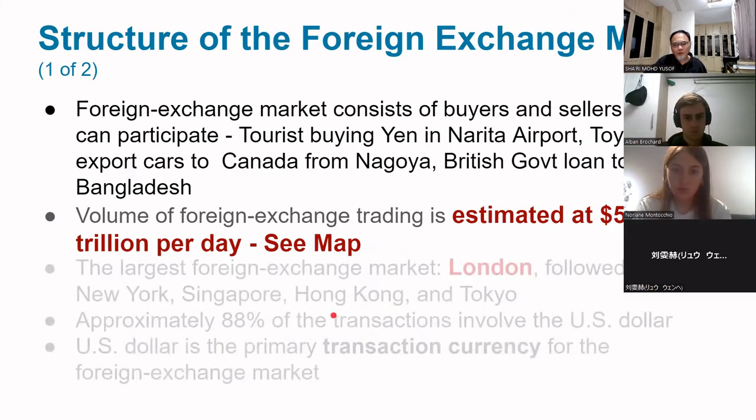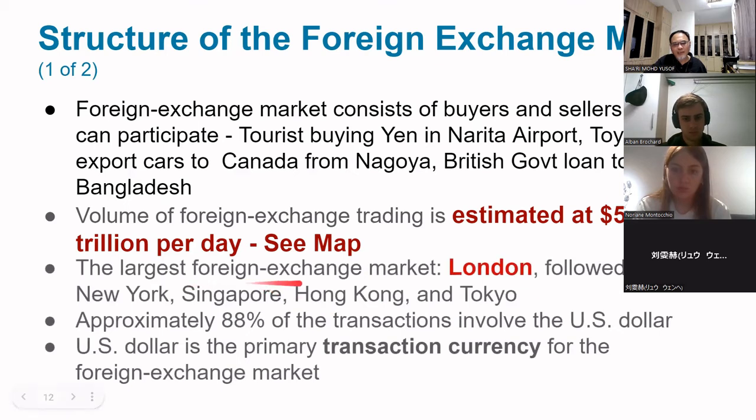So volume is huge. The largest foreign exchange market is actually London, followed by New York, Singapore, Hong Kong, and Tokyo. And approximately 88% of transactions involve the US dollar currently. So the US dollar is the primary transaction currency for the foreign exchange market. We discussed it last week, right?